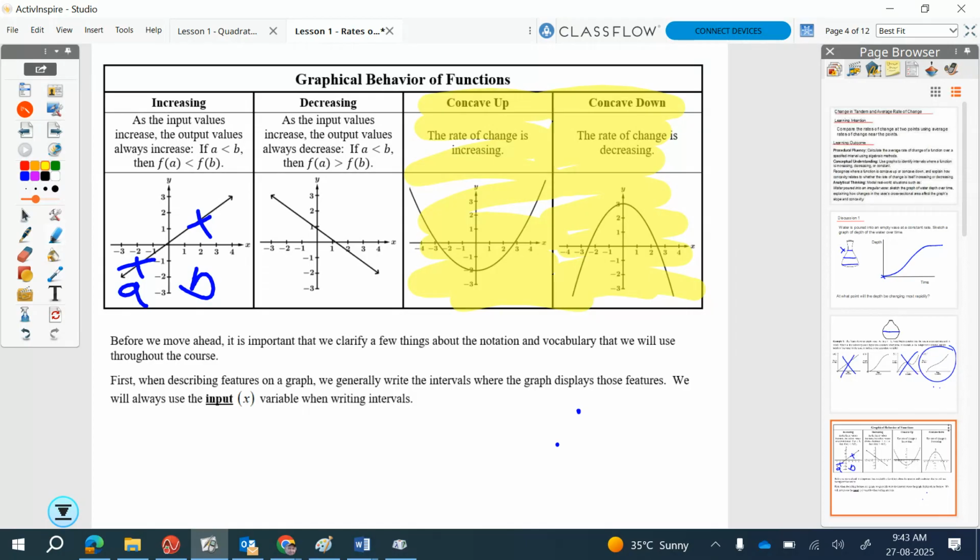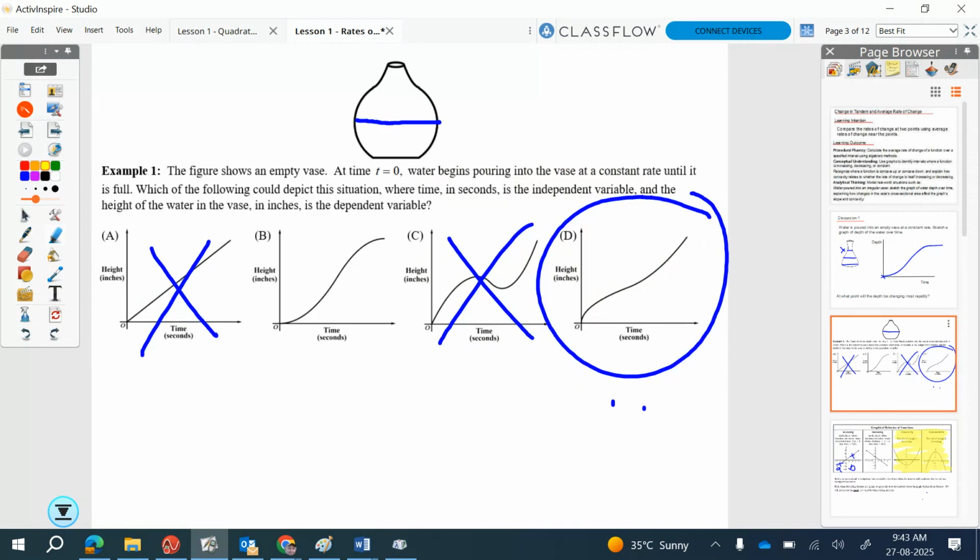So if we go back to that last question, we can see that the rate of change to begin with will go down. It will decrease. Then the rate of change will increase. It will get faster and faster. So if the rate of change is decreasing, that means it's going to be concave down, and then it's going to be concave up. So concave down, and then concave up. You can see it in this graph. This is concave down, this is concave up.